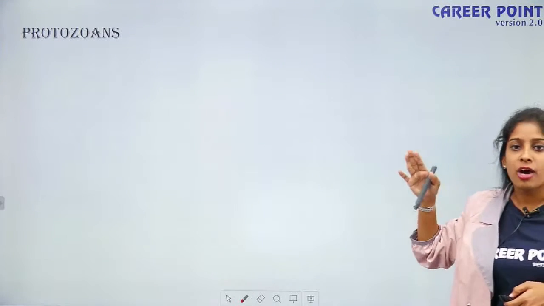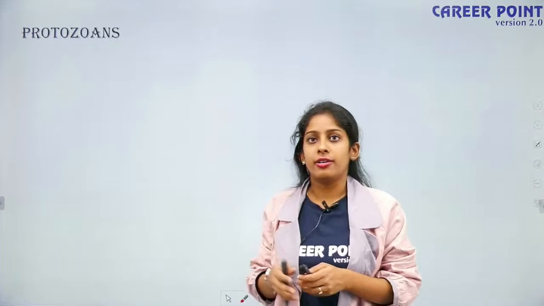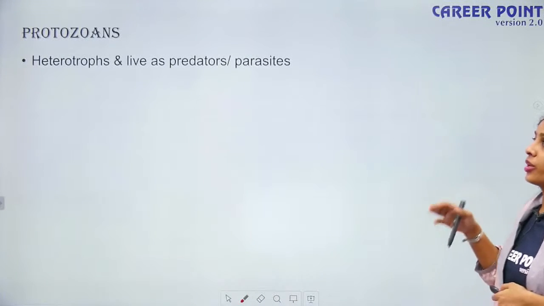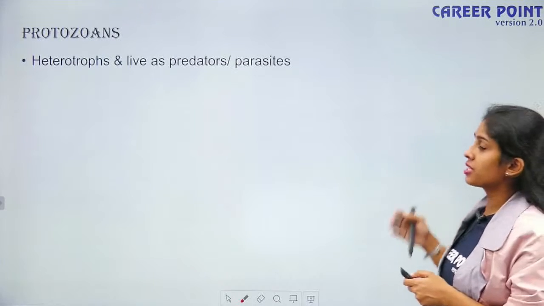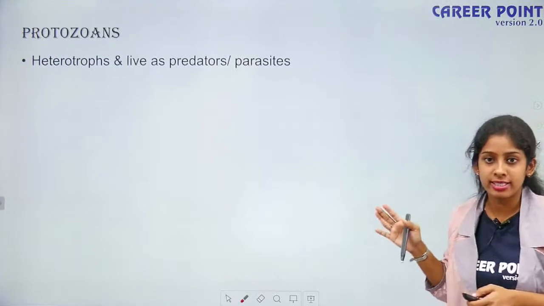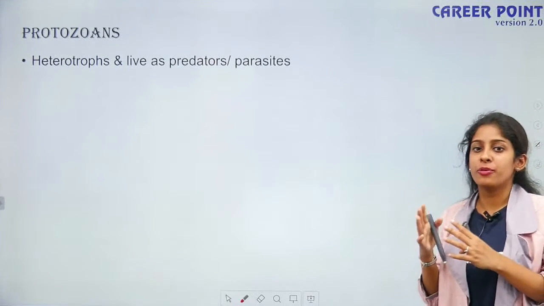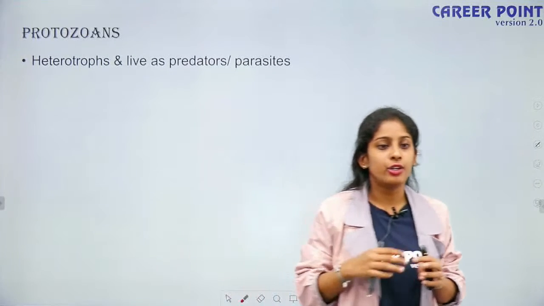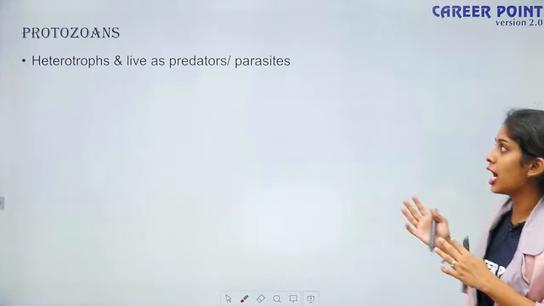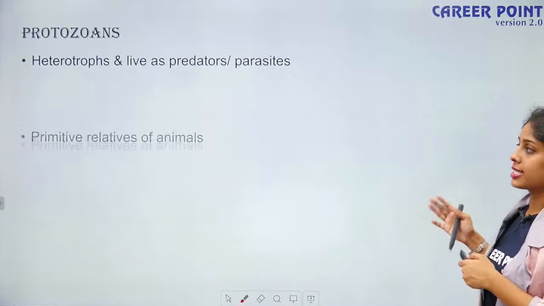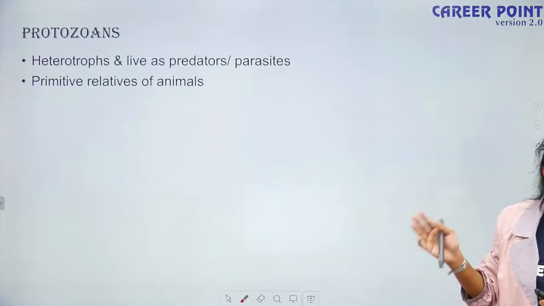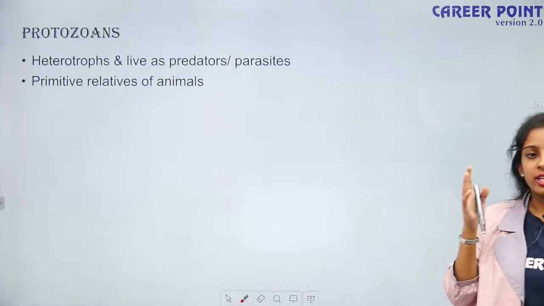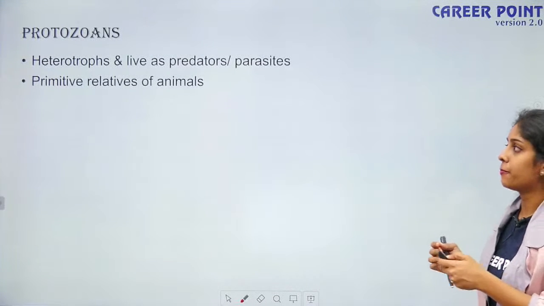Now talking about the last member of your protistans, that is your protozoans. Here your protozoans are heterotrophs and they live as predators or parasites. So they are basically not from the autotrophic mode of nutrition. They live as predators or parasites. Predators and parasites, both are harmful. Let's see. They are primitive relatives of animals. Your animals are also predators, and also parasites. So they are the first relative of animals.